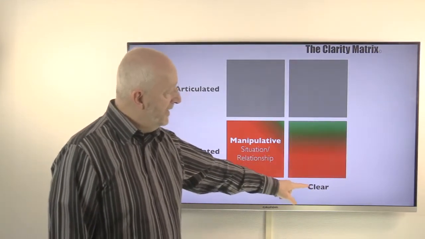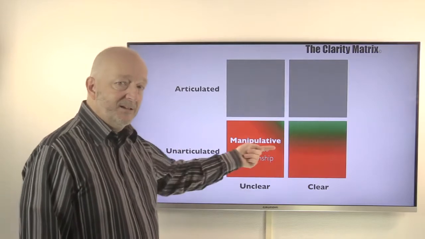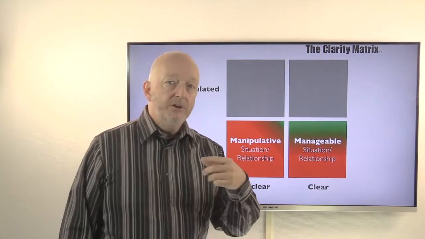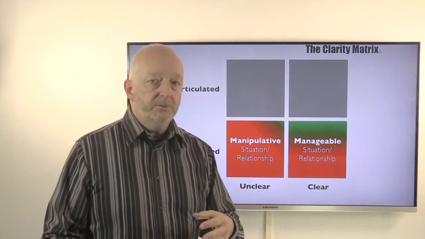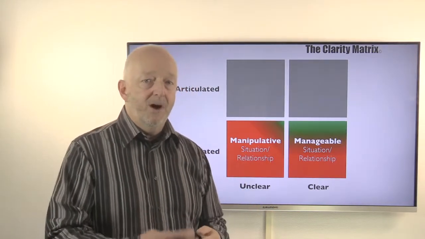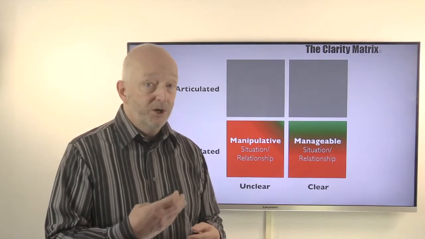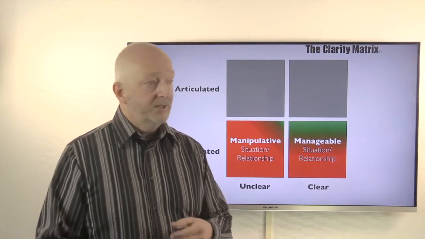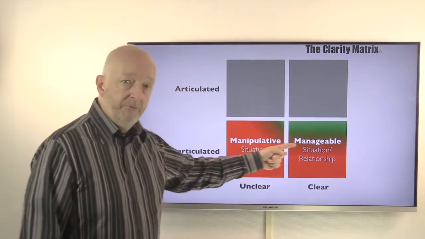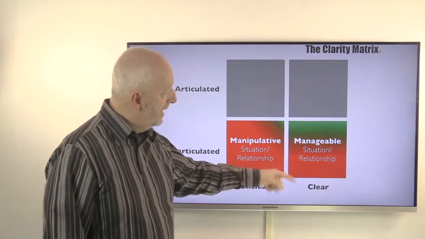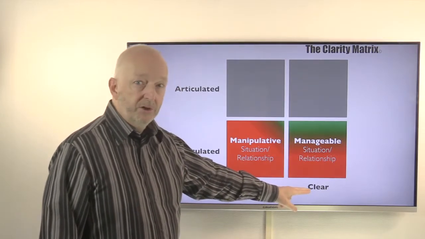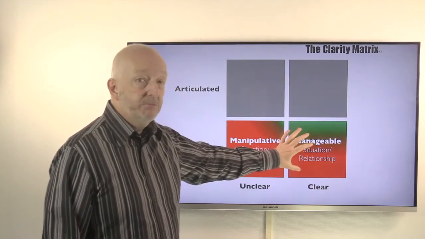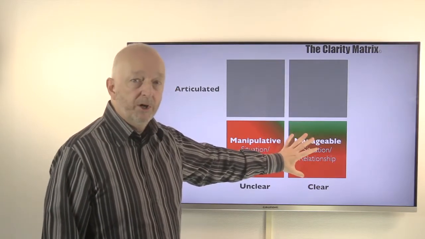Then we have things that are clear, but unarticulated. And then we have the manageable situation, where you can understand the rules because you crossed the line, someone told you that now you made an error, and you will not do that error twice because you got a reprimand for doing it. So it's clear that you've broken the rule or crossed the line. So here we can manage, but it's not fun. We don't really want to work here either.